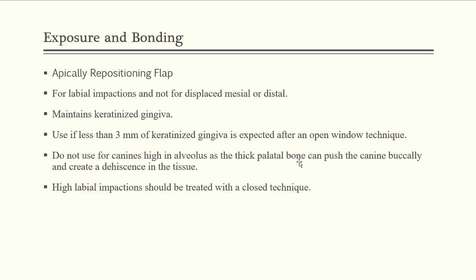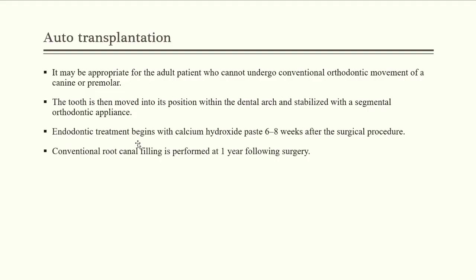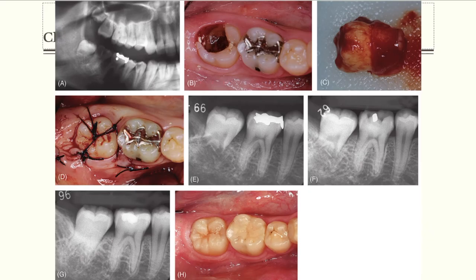Now, the apically repositioned flap is usually used if less than 3 millimeters of keratinized gingiva is expected after the open window. We don't use it for high labial impactions or for thick palatal impactions. No. We treat those with the closed technique. As we can see, we put the bracket here and then we ask the orthodontist to start movement after 6 weeks once it's healed.